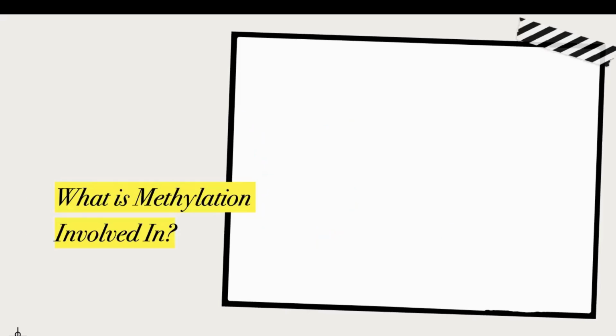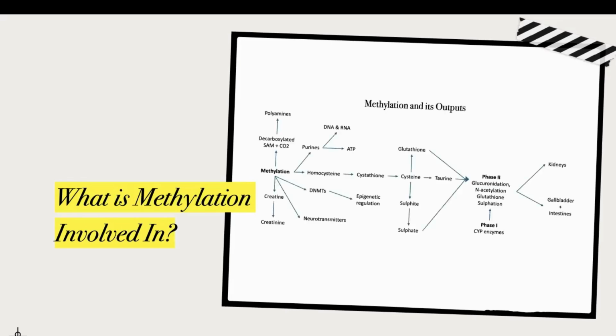So what is methylation involved in? You can see from this diagram that it's involved in quite a lot of things. This is necessarily a very simplified diagram. I don't think I could possibly make a PowerPoint diagram that's got everything involved. It's involved in over 200 different processes in the body. So it's a really important process and it governs a lot of different things within the body.